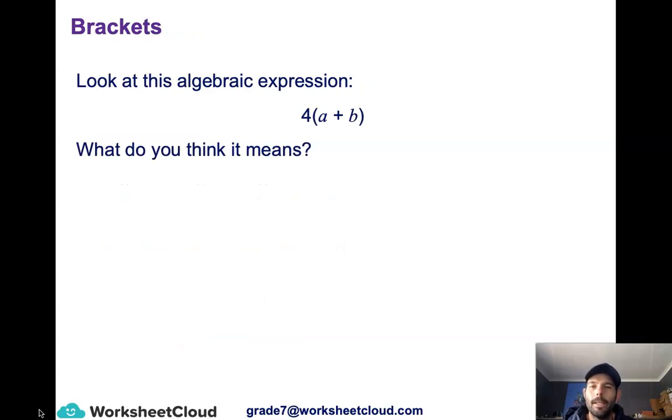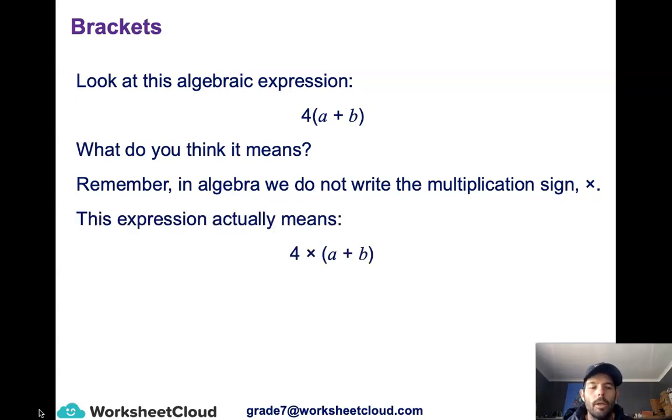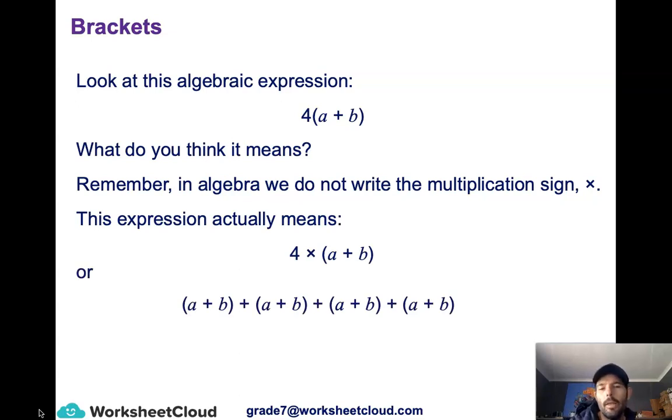What happens if I've got brackets? Remember we've always said order of operations, brackets come first. But you know by now that I cannot add a plus b because they are not exactly the same. They are not like terms. So what does this 4 and then in brackets a plus b mean? It purely means that it's 4 multiplied by whatever is in the bracket. Remember, we don't write the multiplication sign. If we did write it, we would write 4 multiplied by, in brackets, a plus b. But we can leave that multiplication sign out because we know now what it means.